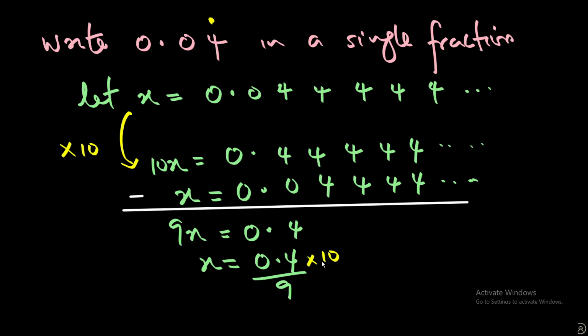0.4 times 10 is 4. Okay, so whatever number we multiply the top by, we do the same on the bottom here. And so when we do that, this becomes 4 over 90. So we can simplify this. That will be 2 over 45. That's going to be our final answer, 2 over 45 as a single fraction.